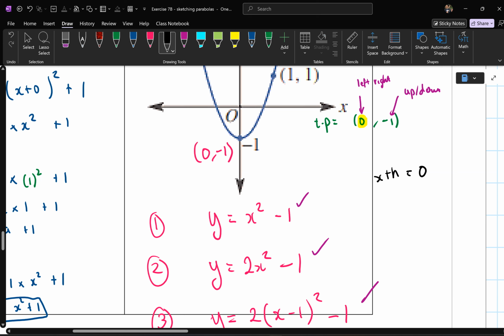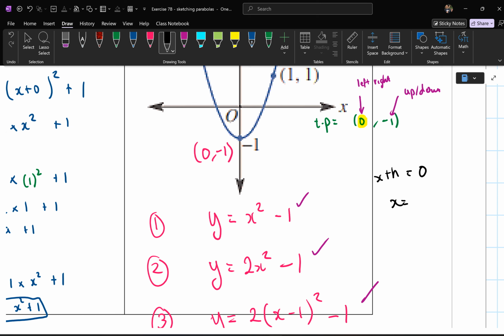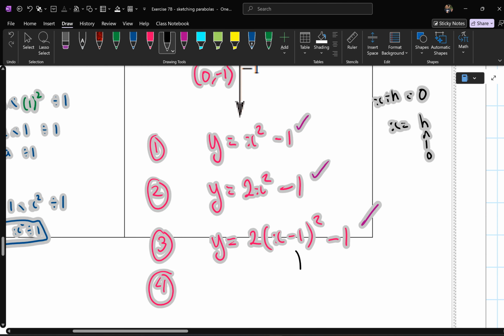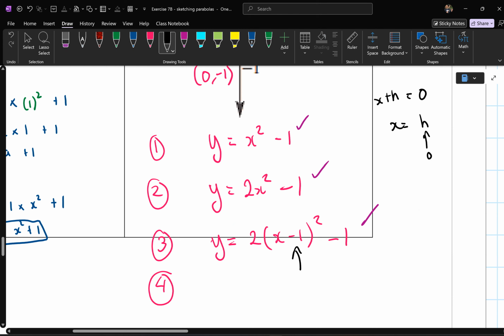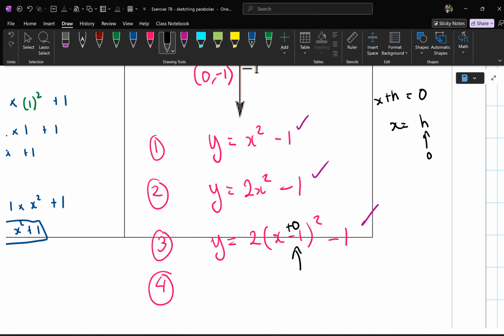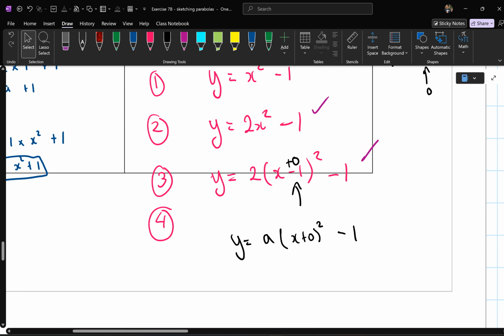That's normally what we do. But when we solve for x, whatever h is, if it's positive, it goes to the right. If it's negative, it goes left. But you need h to be 0 for you not to move left or right. So that means we couldn't have minus 1 there. That should have been a 0 there. Okay, so x plus 0 squared minus 1. Now, you're only one value off.